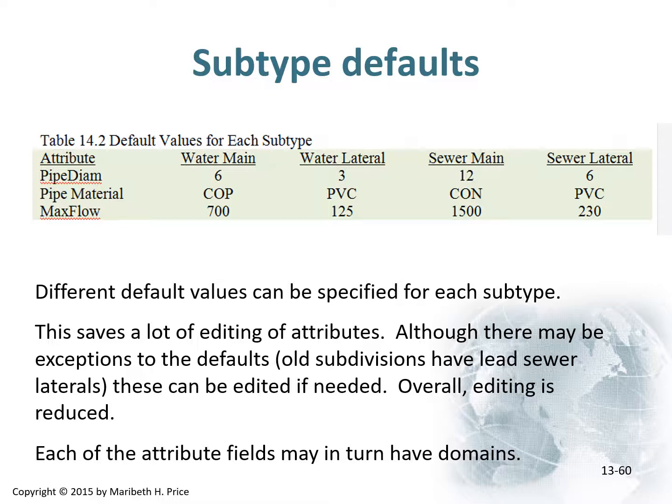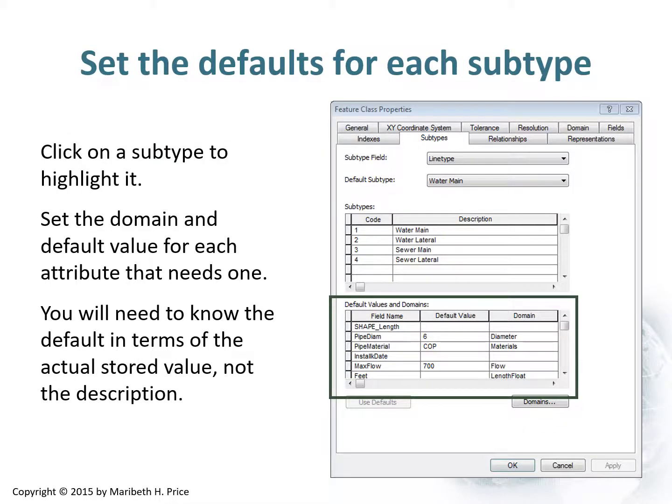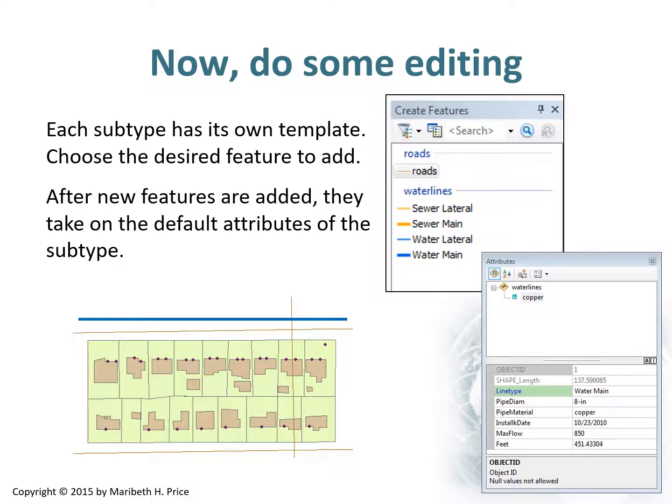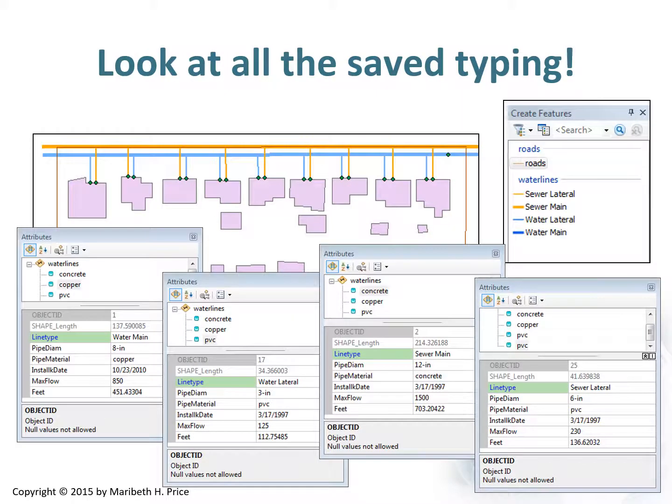Each of the attribute fields may then in turn have its domain. So you set all those up as well. Run everything, do a little bit of editing, clean up some mistakes, fix up some little problems here and there. And you save a ton of typing for all these things.